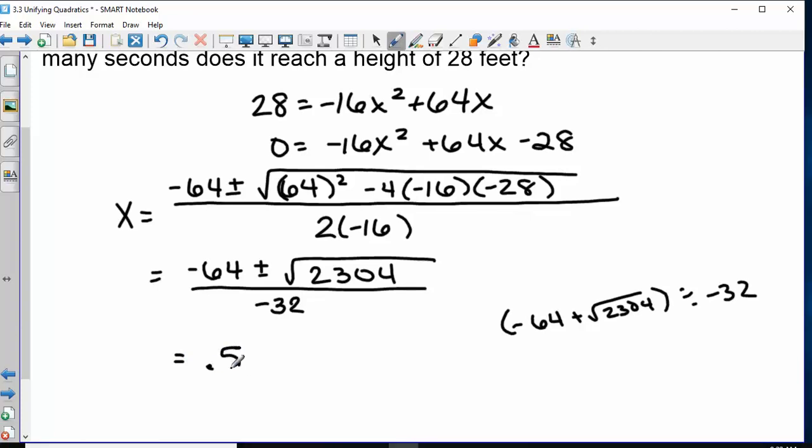And that, lucky us, 2,304 was a perfect square. It comes out nicely. I get 0.5. And when I do the minus, I get 3.5.